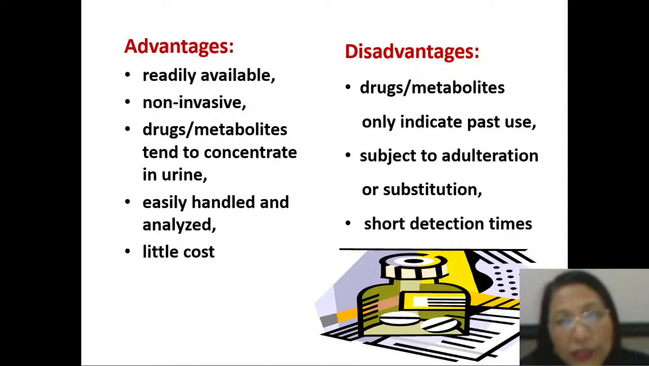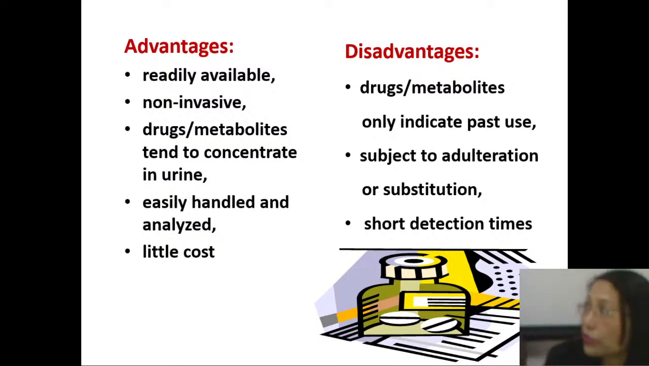But there are disadvantages, like the drugs or metabolites only indicate the past use. It can be subject to adulteration or substitution. So sometimes after the patient gives the urine sample, it can be subject to adulteration, or even to substitution. That means the patient can give you somebody else's urine, and there is a short detection time.